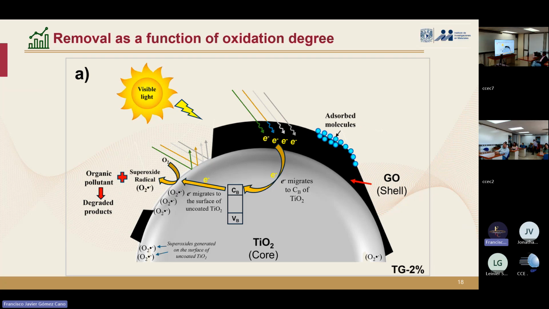Let's look at why 2% works best. In this structure, the graphene oxide shell absorbs the visible light and becomes photoexcited, which means electrons are generated in the graphene oxide and then move to the conduction band of titanium dioxide. Once the electrons arrive, they can react with oxygen molecules on the surface of titanium dioxide, producing radicals that break down the dye molecules. At the same time, graphene oxide helps absorb the dye molecules, bringing them close to the active sites where the reactions happen.